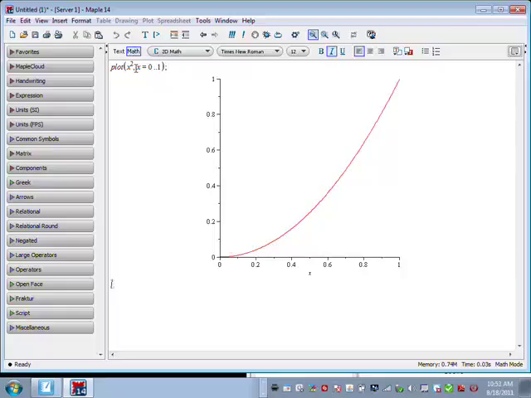Prove to me that the area is less than 1. That's exactly right. The whole box is 1 unit by 1 unit, and therefore the area of the whole box is 1, and clearly the area under the graph is less than that. Okay, so that's a pretty easy proof.